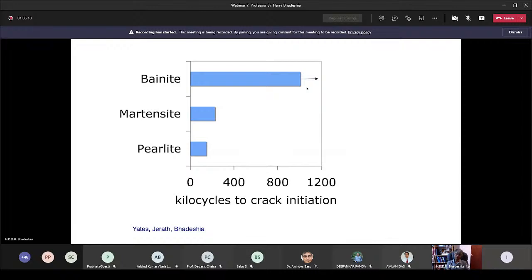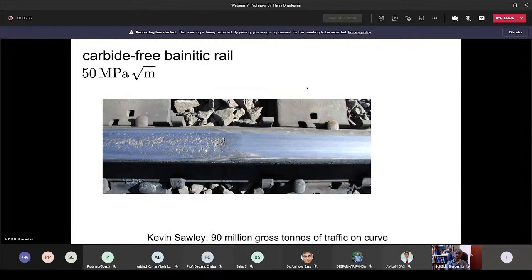And something like a rail is safety critical. So people are not going to accept it unless there has been experience in service. So in the USA, there is a test track where you can run heavy goods trains, rail cars over your experimental rail. And this is the carbide-free Bainitic rail. And this is conventional rail. And this is after 90 million gross tons of traffic on a curve.